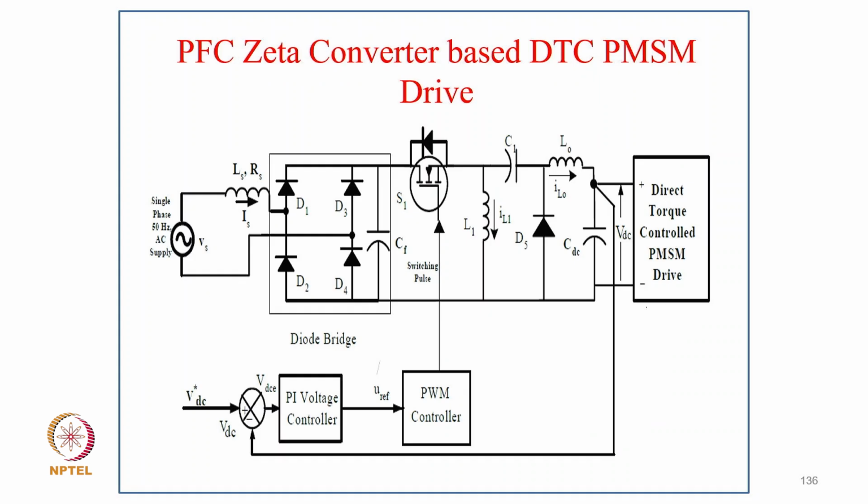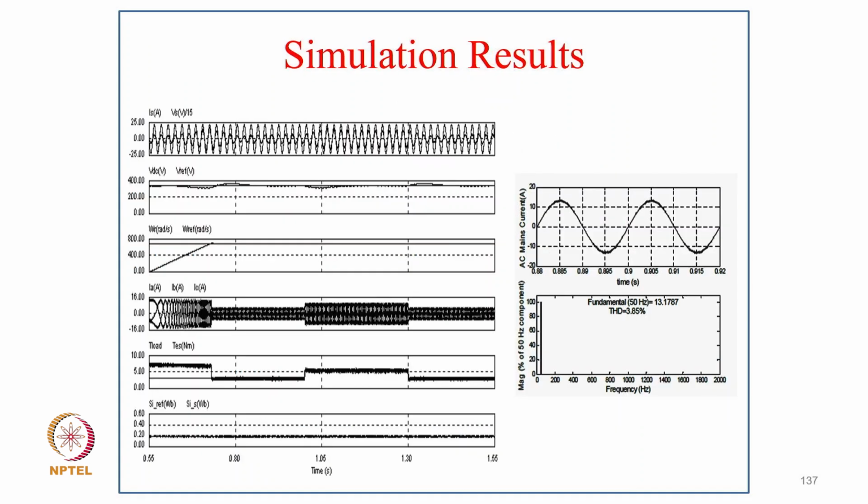Now this is another converter for the same PMSM, the zeta converter, where here also the CF is very small, and we only design L1 in DCM and LO in DCM, which gives inherent power factor correction. And here we are not sensing the input voltage or input current, even with a varying voltage range.